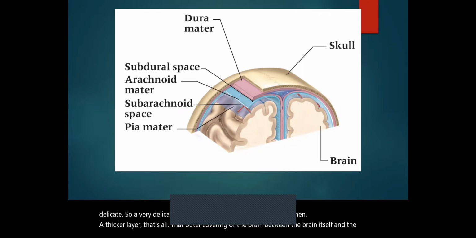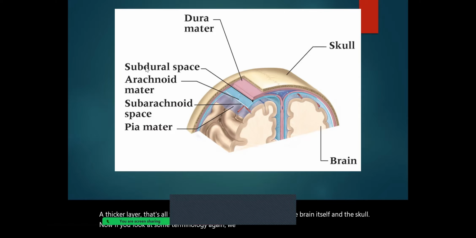Now, if we look at some terminology, we have the sub, meaning below, dura. So the subdural space is the space deep to the dura, before the arachnoid. And then we have the subarachnoid space, the space just deep to the arachnoid, between the arachnoid mater and the pia mater. This is important when we talk about locations of bleeding on the brain. If someone has a subdural bleed versus a subarachnoid bleed, or an epidural bleed above that dural sheath, it'll just give us the location that the bleeding is occurring. We'll jump into that a little bit later.